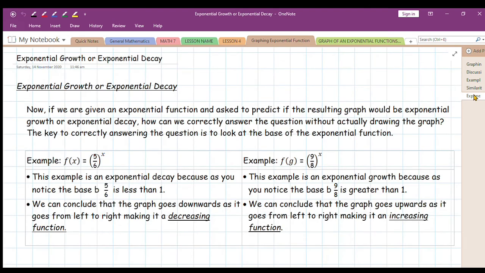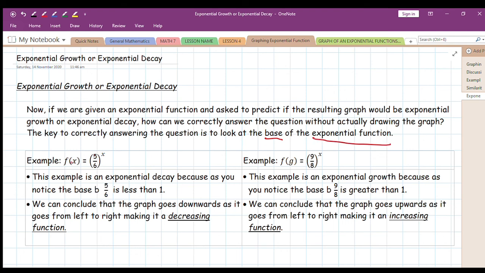Now, let us summarize: exponential growth and exponential decay. If we are given an exponential function and asked to predict if the resulting graph would be exponential growth or exponential decay, how can we correctly answer the question without actually drawing the graph? Now, the key to correctly answering the question is to look at the base of the exponential function. So, sabi ko kanina, we need to look at the base.